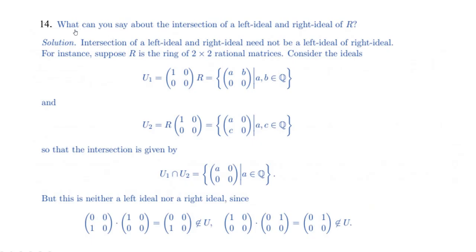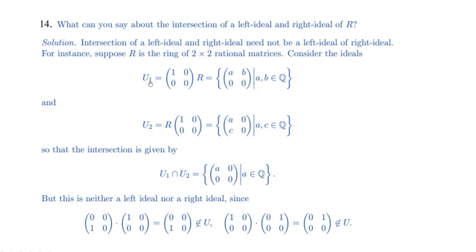Now in this case, we have one ideal to be left, the other one to be right. Then can we have the intersection to be any ideal, that is either left or right or nothing? The intersection of a left ideal and a right ideal need not be a left ideal or right ideal. For instance, suppose R is a ring of 2 by 2 rational matrices. That is, the entries are from the field of rational numbers.